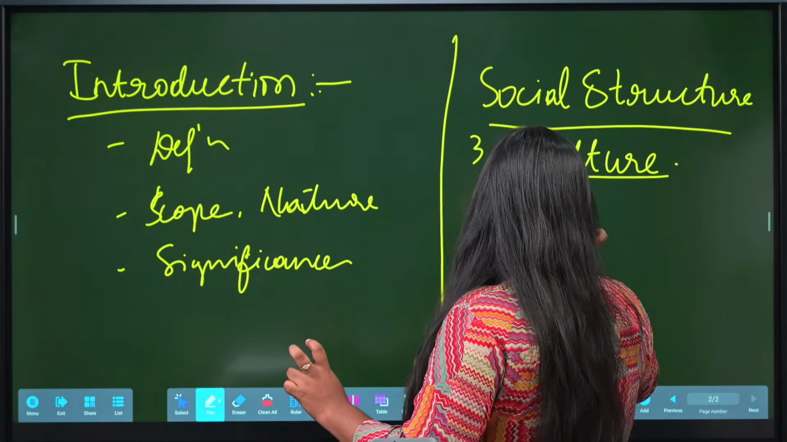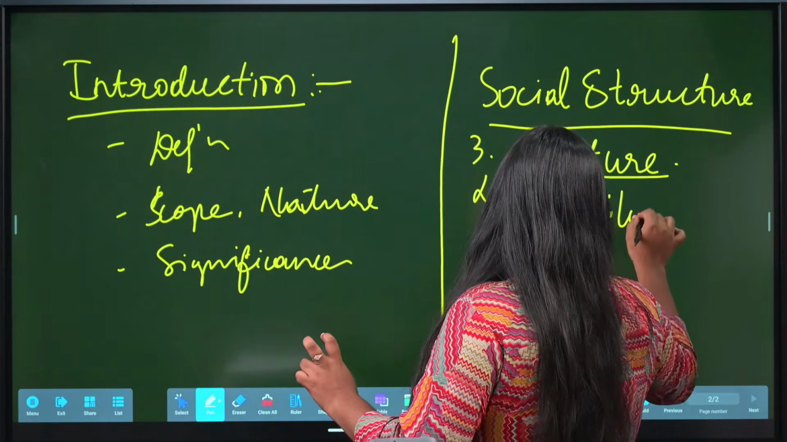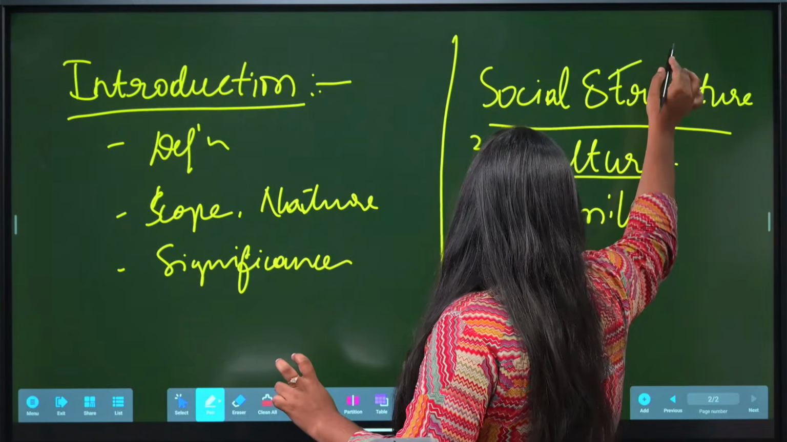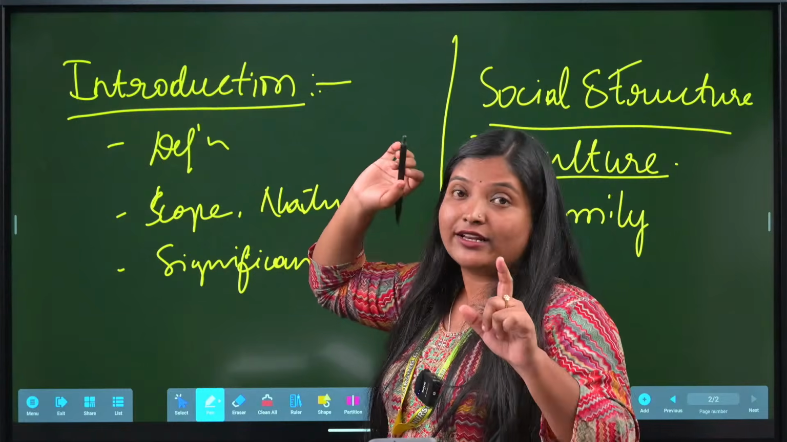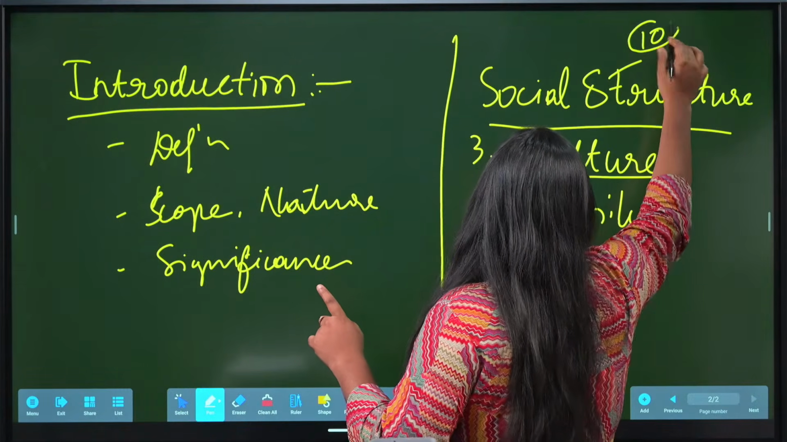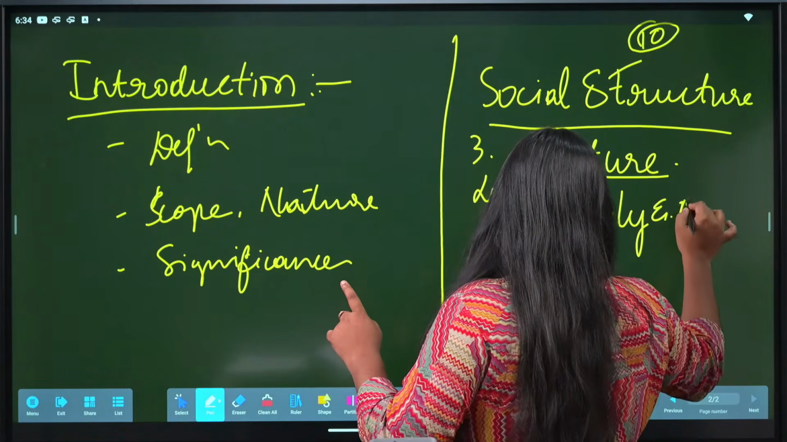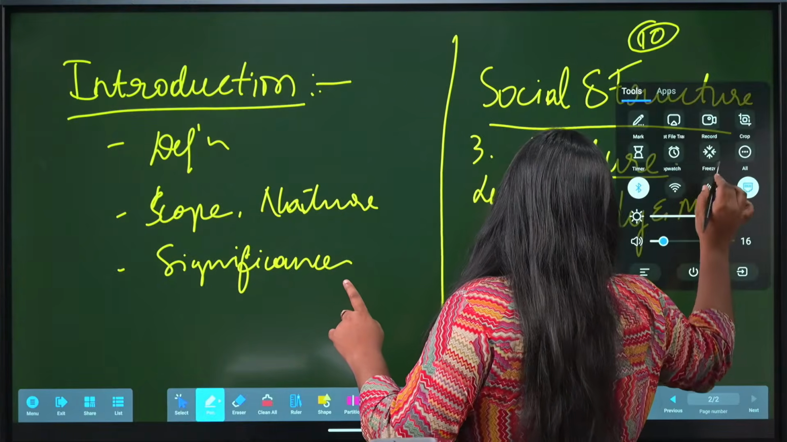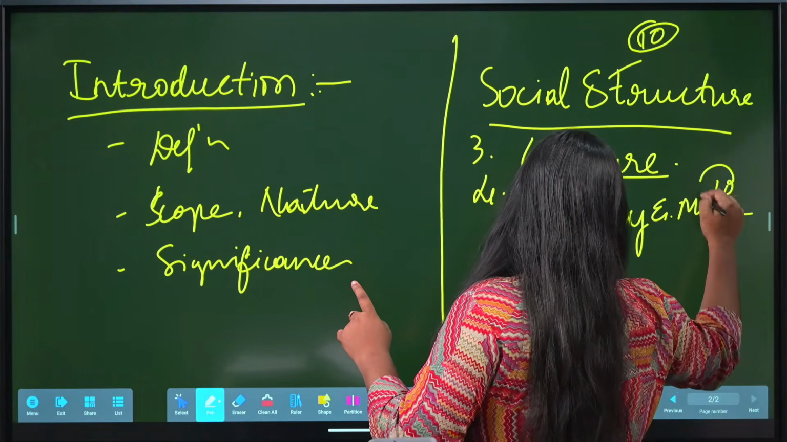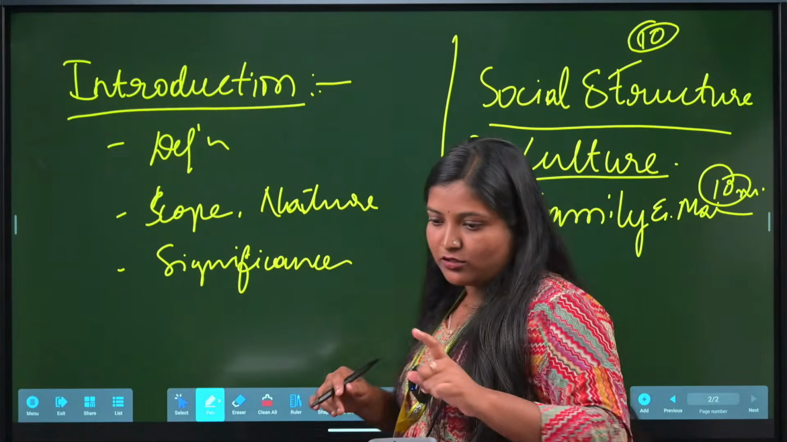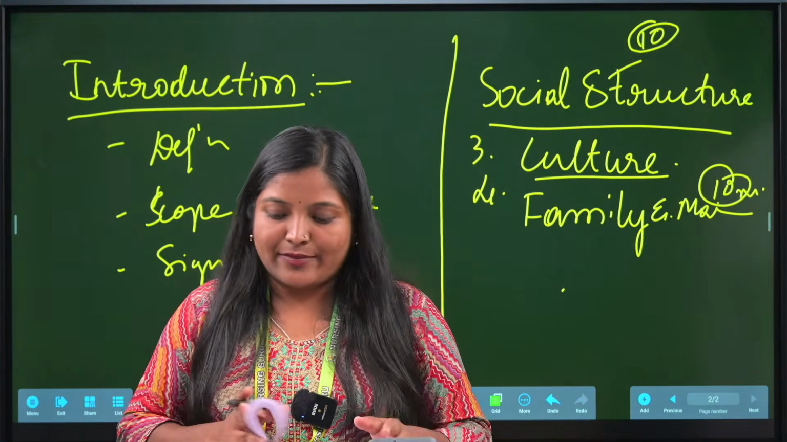Next one is family and marriage. From this particular unit and social stratification, there may be a chance to get the long essay questions, 10 marks questions. Most of the time the 10 marks questions come from this unit only. Now you listen to family and marriage.